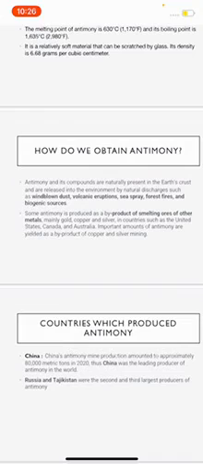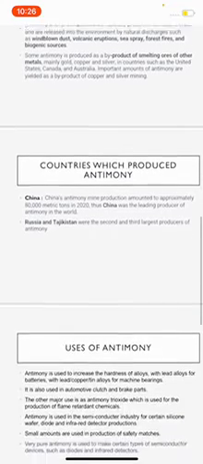And then we discuss the countries which produced antimony. And the first country is China. China's antimony mine production amounted to approximately 80,000 metric tons in 2020. Thus, China was a leading producer of antimony in the world. Russia and Tajikistan then were the second and third largest producers of antimony.